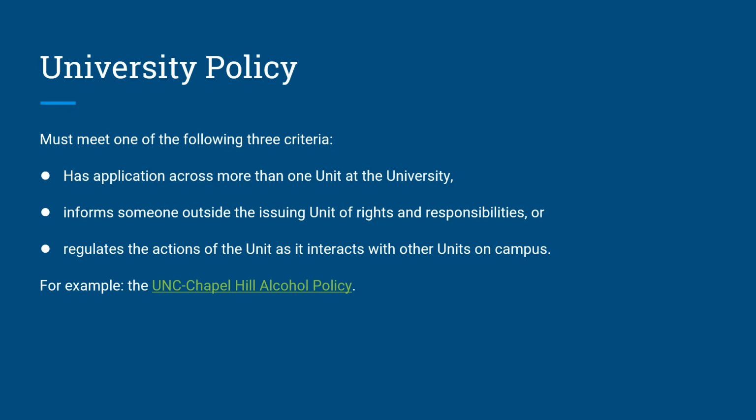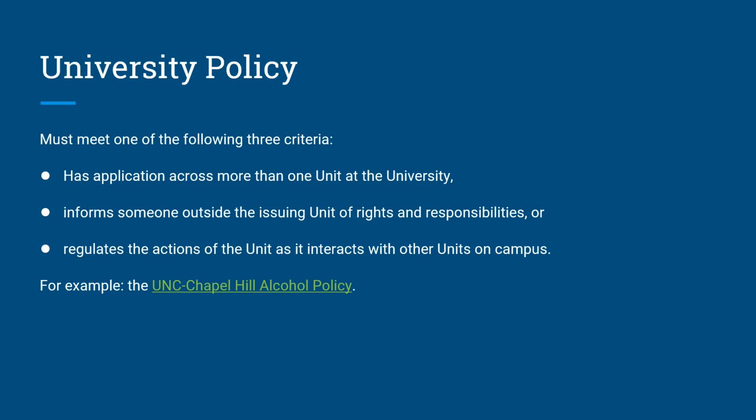Now that we have defined policy, standard, and procedure, we can consider scope. Policies, standards, and procedures at UNC-Chapel Hill can be divided by who they apply to. If the rules and regulations established in a policy document apply to more than one unit at the university, inform someone outside the issuing unit of rights and responsibilities, or regulate the actions of a unit as it interacts with other units on campus, the document is considered to be a university document.